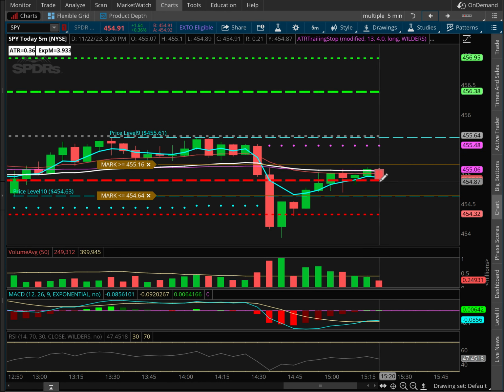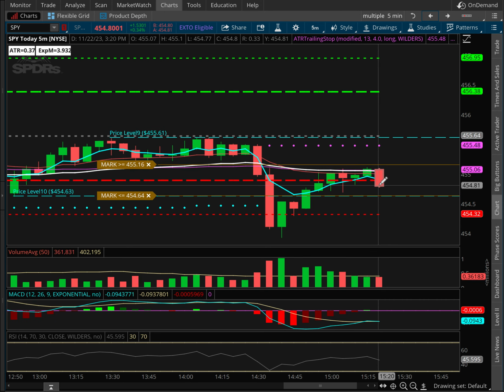The red dotted line that you see here is my ORB low for the day. In the first 15 minutes of the day, this was the high and this was the low, and it's automatically generated on my chart. It really helps me with support and resistance.